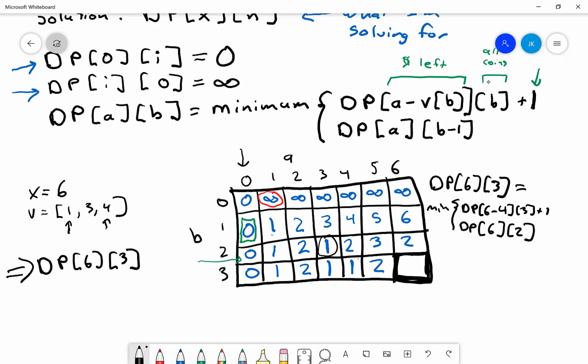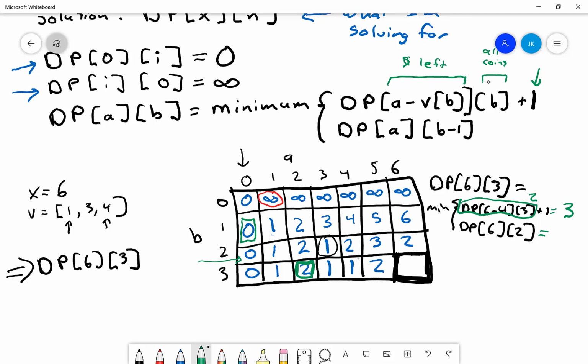Or the other option is we don't take the coin of value 4, and so we're left with still needing $6 change, but we only have coins of the first two denominations, which happen to be 1 and 3 here. Okay, and so if we look at each of those, dp of 6 minus 4 that's 2. dp of 2, 3, that is going to be this number right here. Okay, so this is going to be 2 for this part. And so that option is 3. That means we'd need 3 coins total if we took the 4.